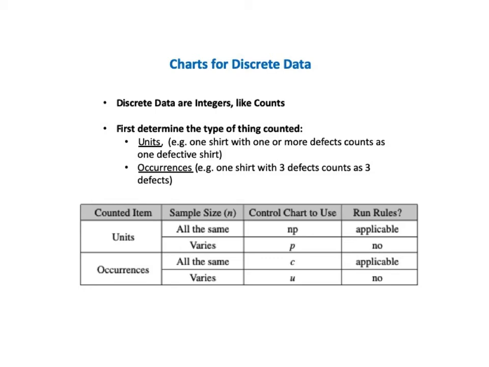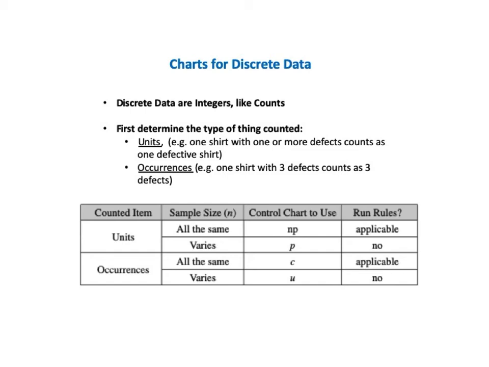For example, if we're counting defective units, one shirt with 3 defects would count as 1 defective shirt. However, if we're counting occurrences, the same shirt with 3 defects would count as 3 defects. The reason there are 2 different sets of discrete data and control charts is that, you don't really need to know this, but just FYI, they are based on 2 different discrete distributions: the binomial distribution, which is used for units, and the Poisson distribution, which is used for occurrences.